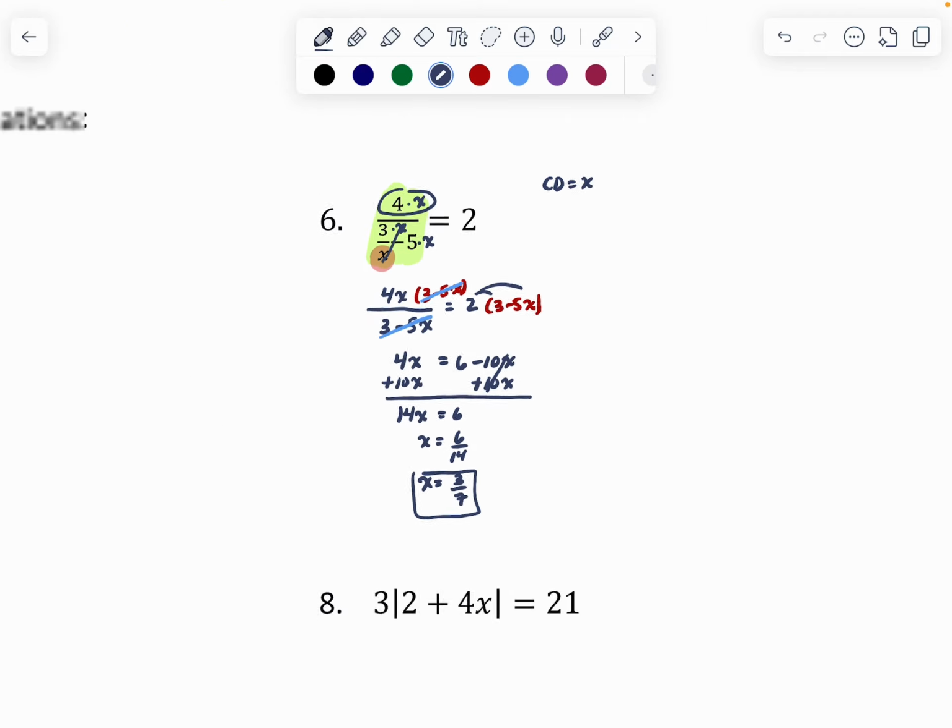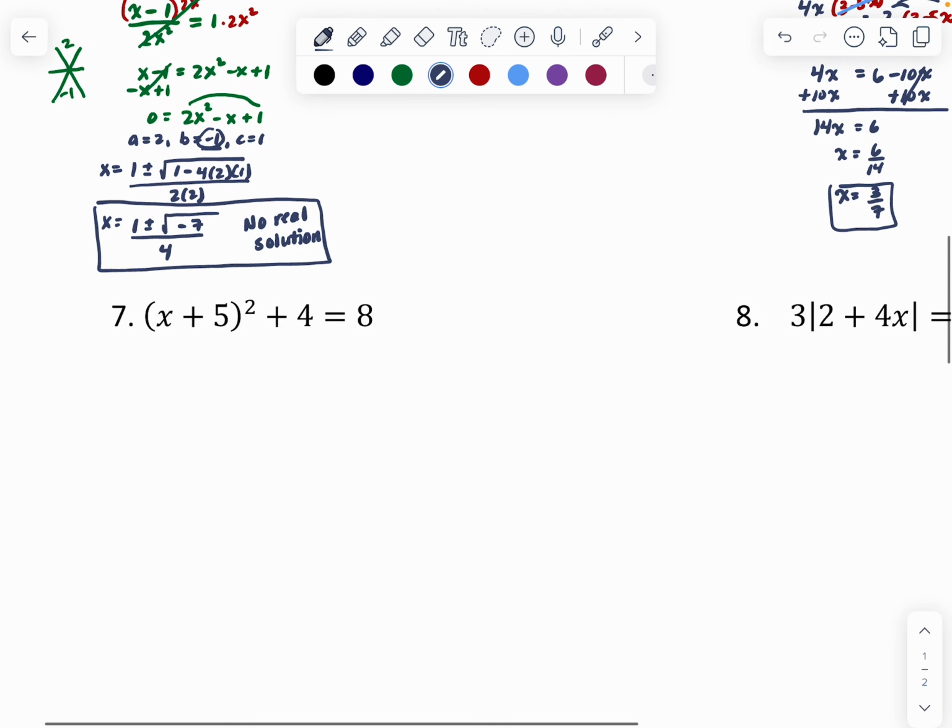All right, let's see what else we got. Number 7. Okay, these are your review questions, okay? So hopefully some of these were pretty easy. So what I see here is that I'm trying to, again, solve for this x, right? That's my whole goal. So I'm going to try to move everything away from the x as I possibly can.